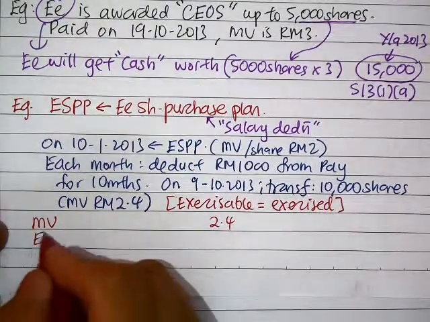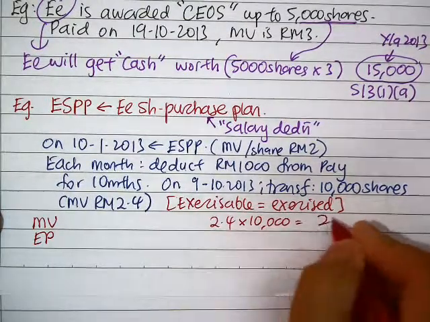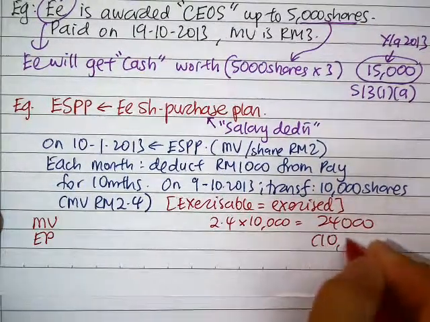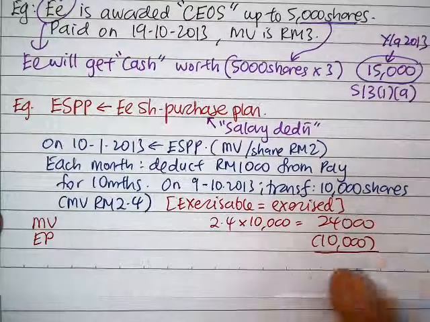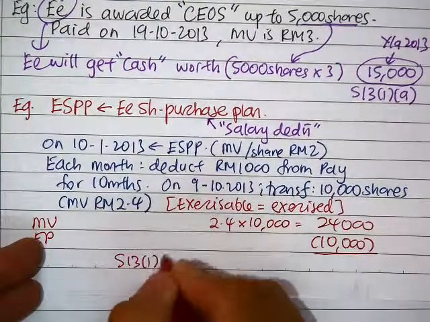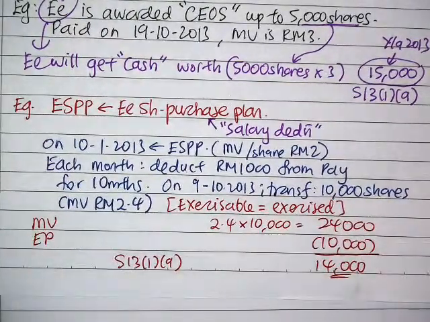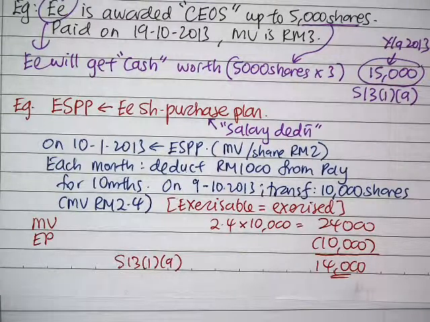Now then your exercise price, I just multiply with 10,000. So 24. So your exercise price is the 10K you pay over the 10-month installment. So this is 13(1)(a), 14,000. Okay, that's how we assess the gain. Follow on. Alright, now this is how you deal with share option.